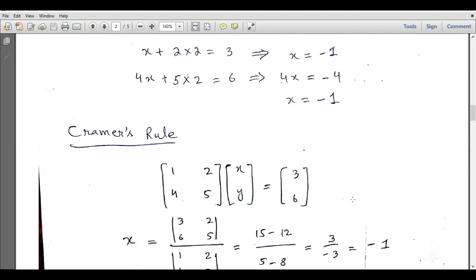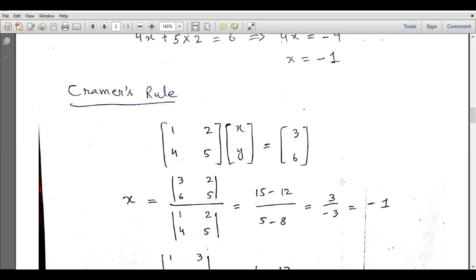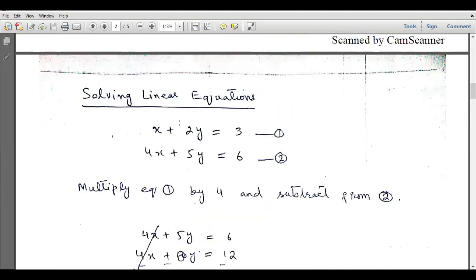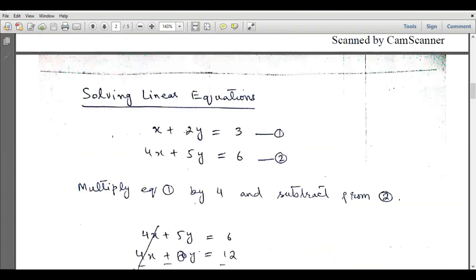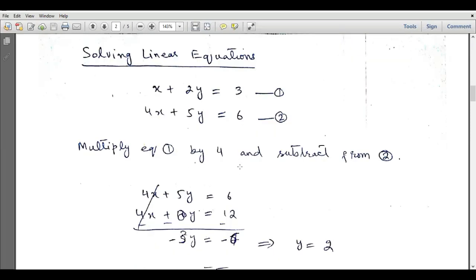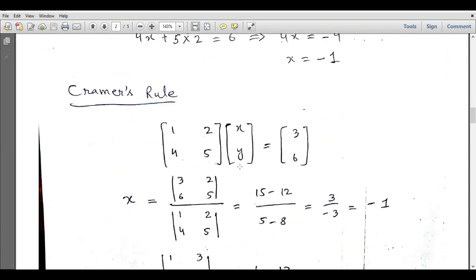Second method is also very simple, and that is called Cramer's rule, and it will solve the simultaneous equations in matrix form. So we can write this set of simultaneous equations in matrix form. So the coefficients of x and y can be written in the matrix form, and x and y can be written in the column form. And this 3 and 6 will also be written in the column form. So 1, 2, 4, 5 times x, y is equal to 3, 6. So this 1, 2, 4, 5 is called the system matrix, right?